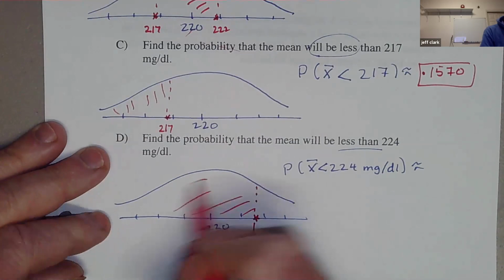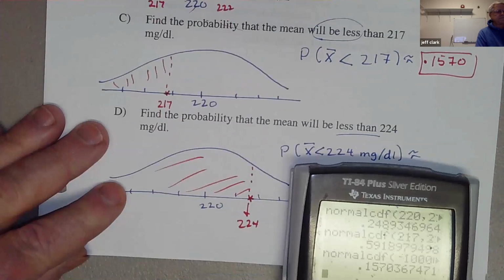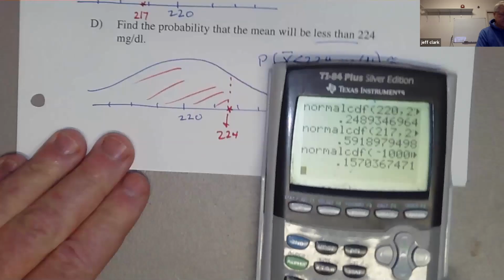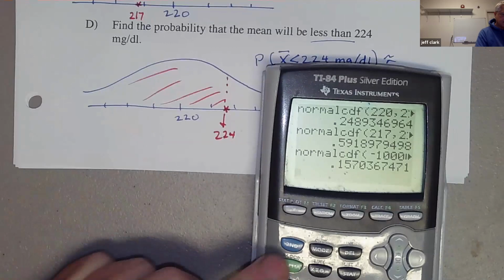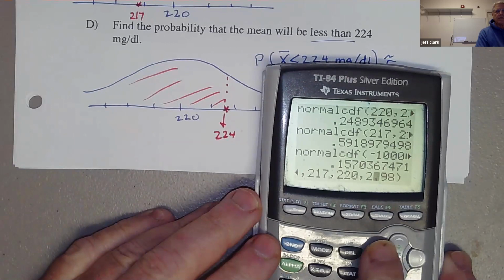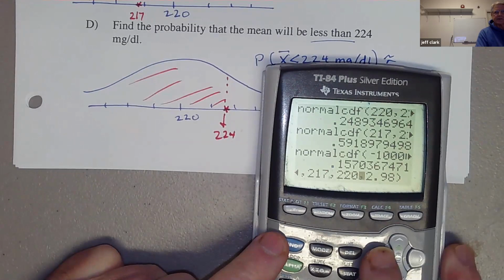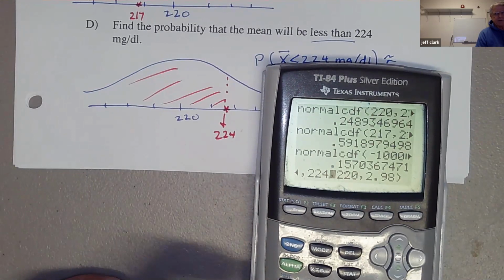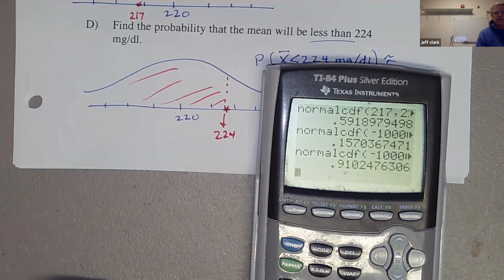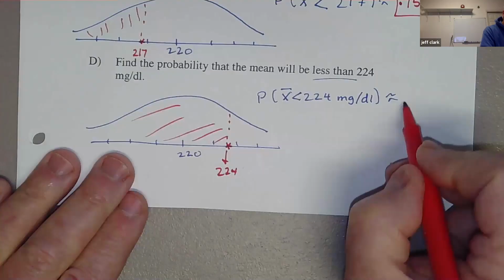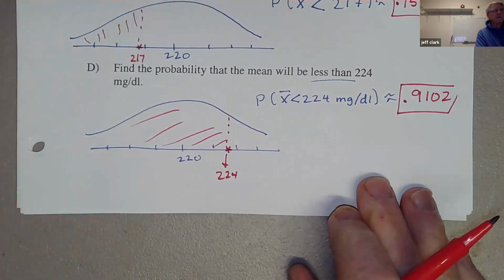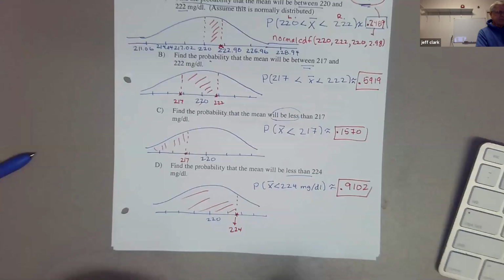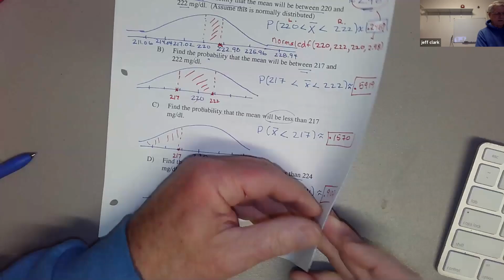That looks like more than 50%. Find the normal CDF, or what I did is just second enter right here, and it brought up the original, and I can just type in 224. But if you don't know what I just did, don't worry about it. Go second distribution, find the normal CDF and type in your values. 0.9102. Okay, that takes care of that particular page. Moving on, a few more applications.